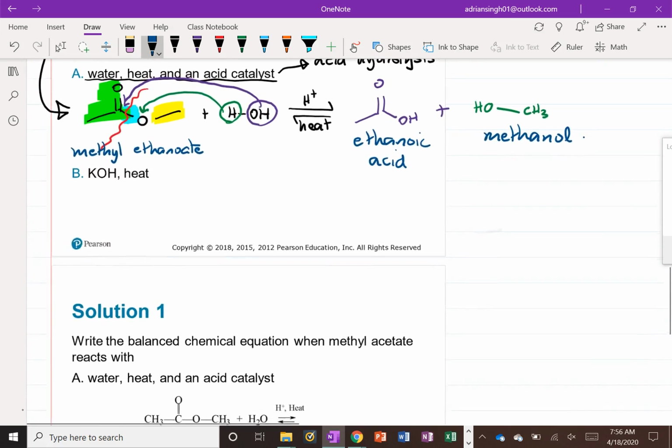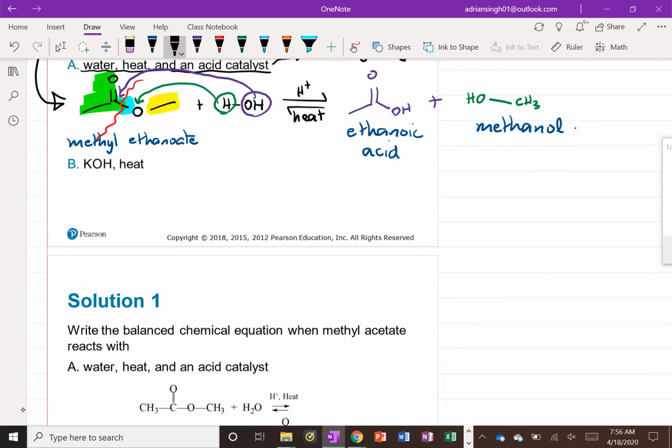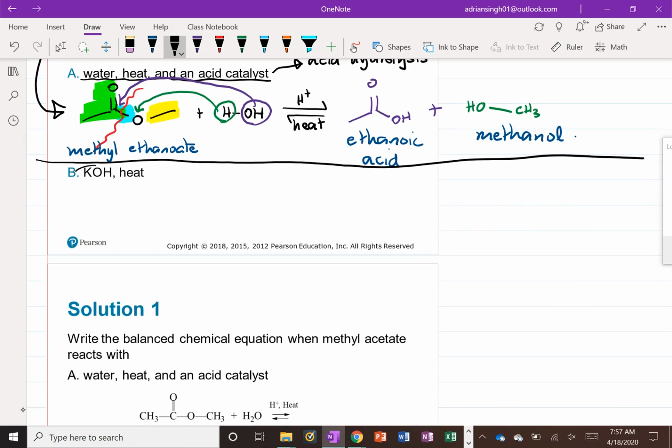Under basic conditions, the products are going to be different, like we saw previously. What tells you these are basic conditions again are the reagents or the conditions. So we have potassium hydroxide, which is a base. And it's a base because it contains a hydroxide ion in it. That suggests that this is going to be basic hydrolysis.